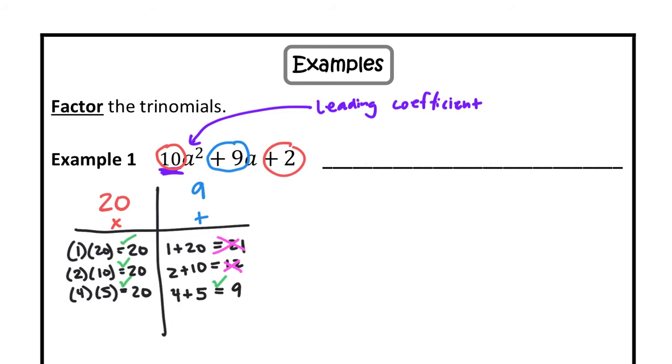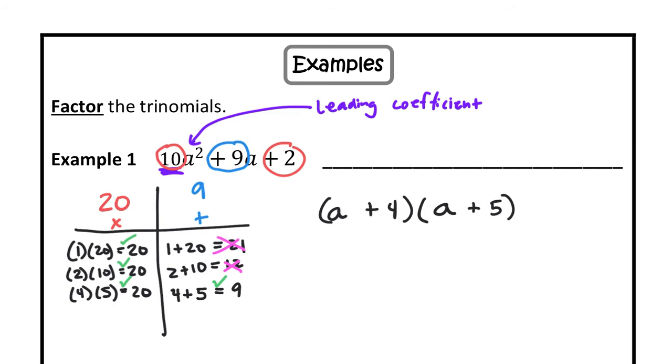So this is going to be equal to, set up my parentheses. What's the variable? It's a, right? So I'm going to put a, and then the numbers that worked. The numbers that worked were positive 4 and positive 5. So positive 4, positive 5.